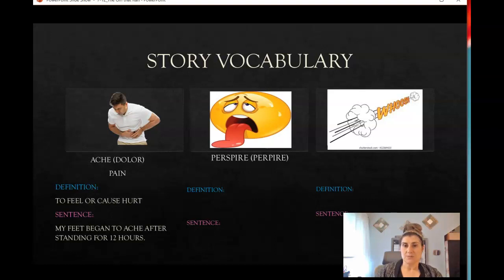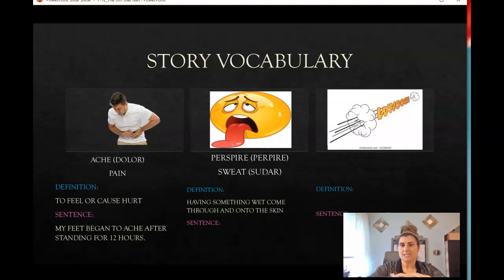Okay, the next one, the word is perspire. So this is just a fancy way of saying when someone is sweating. Okay, so if you're sweaty and you're kind of gross, you are perspiring or you've perspired. So the easiest way to define this is having something wet come through and onto the skin. So basically you have a watery substance on your skin when you sweat. Okay, so that is what your body does to help cool you down. And the sentence that I used, again, you can use mine or you can come up with your own, is standing outside in the hot sun makes me sweat. Don't know about you, but that's what it does to me.